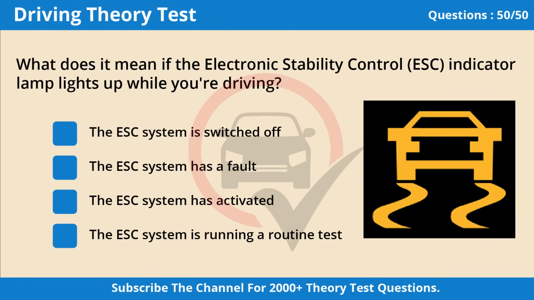What does it mean if the electronic stability control (ESC) indicator lamp lights up while you're driving? A. The ESC system is switched off. B. The ESC system has a fault. C. The ESC system has activated. D. The ESC system is running a routine test.